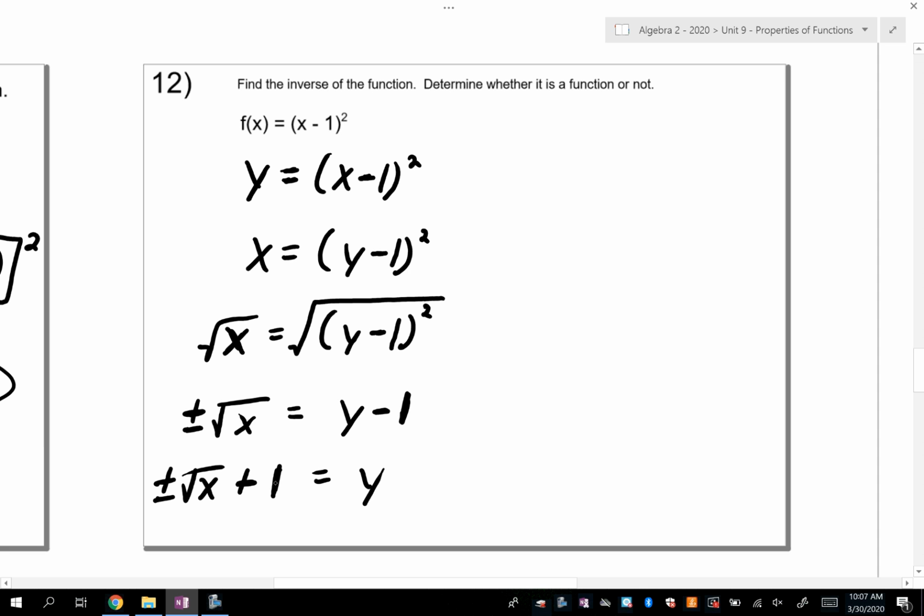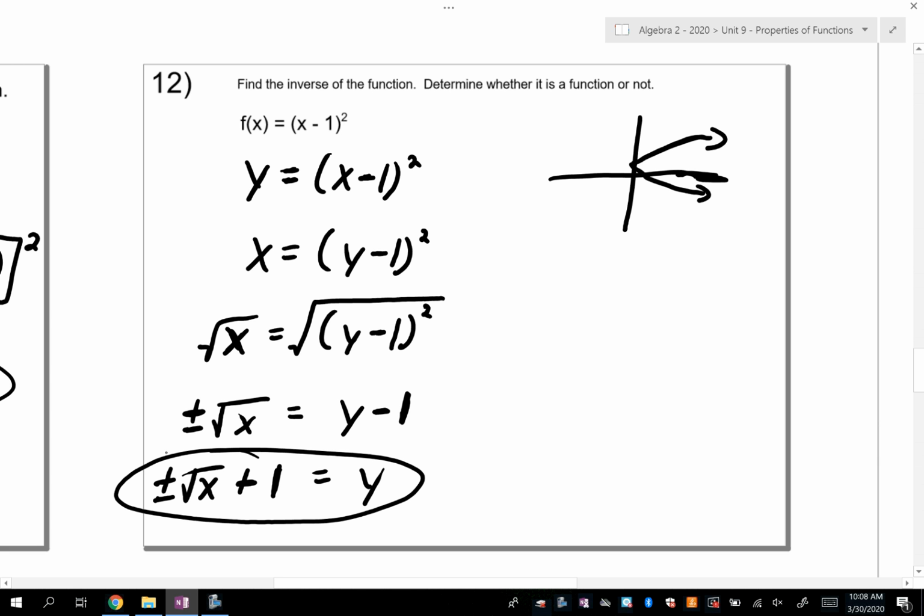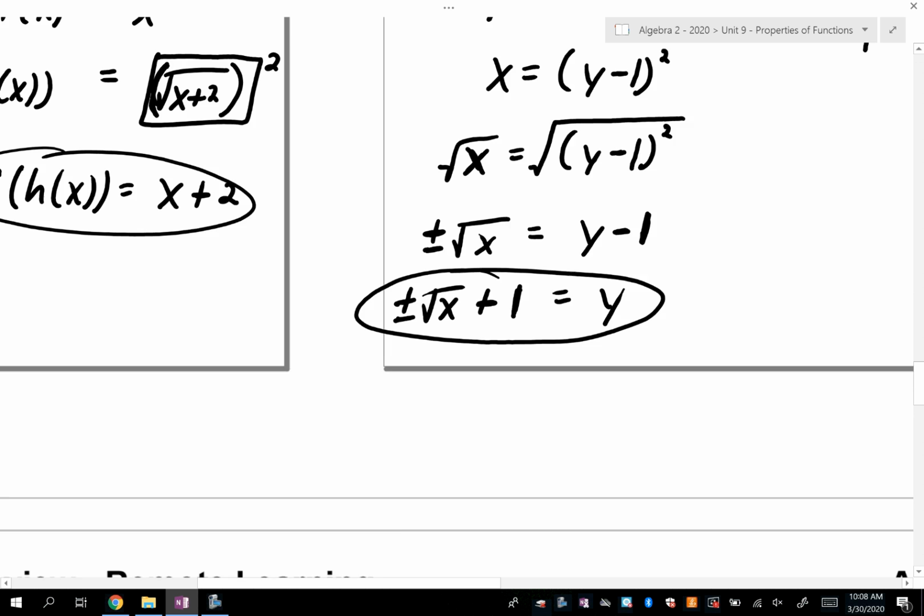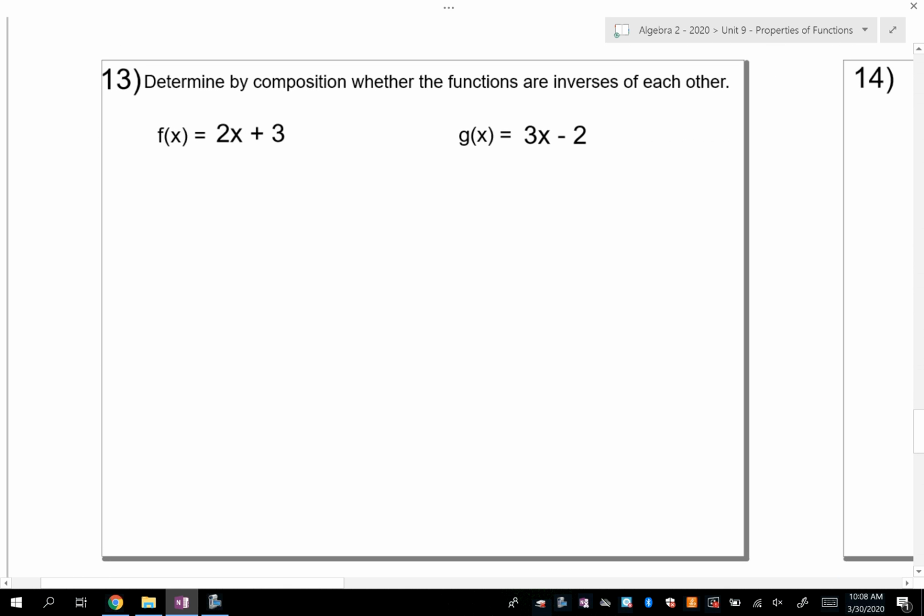It says determine whether this is a function, and this is the only time. If you did the fourth root or sixth root, anytime you take an even index root, which in this class you're just going to be doing square roots, you end up getting something that's not a function. If you were to look at the graph of this, you would have the parabola on its side, looking like this, and that fails the vertical line test. So the answer ends up being just y equals plus or minus the square root of x plus 1. We don't use function notation for the inverse because it's not a function. Okay, let's do one more, and then we'll get to the SAT.